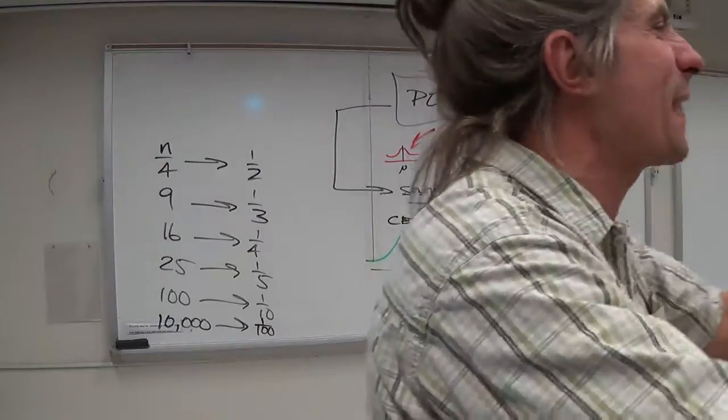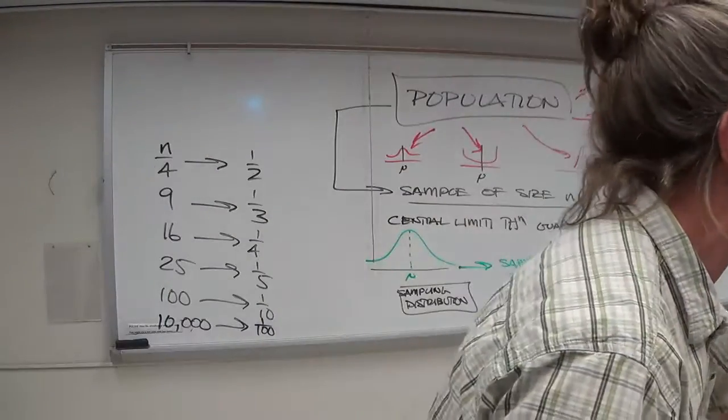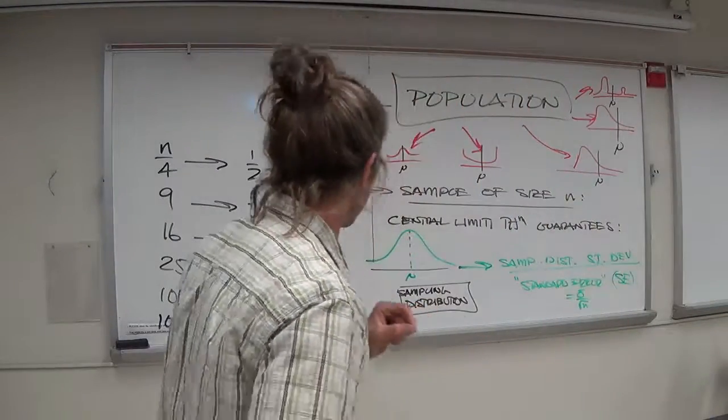Everything gets dealt with, but I want you to understand the Z curve really well before jumping into the T curve. Does that make sense? Good, good, good.